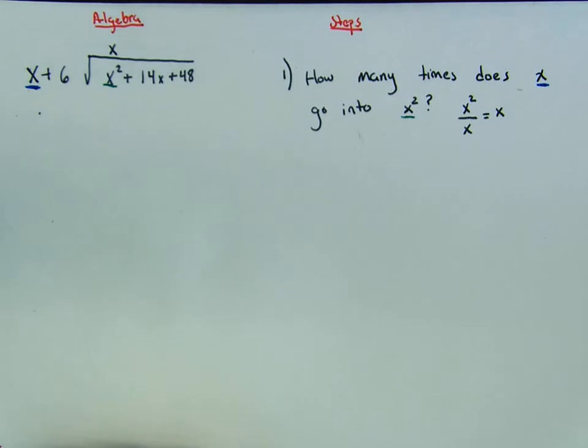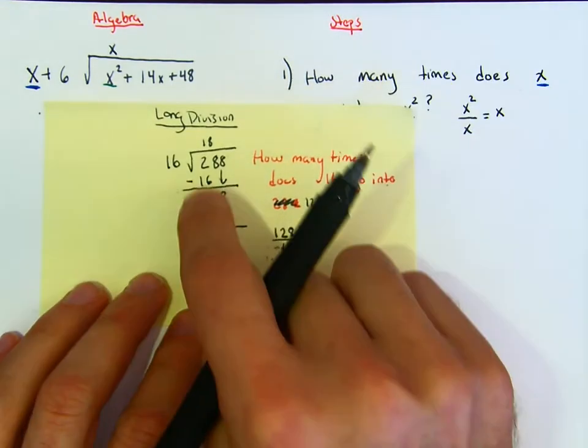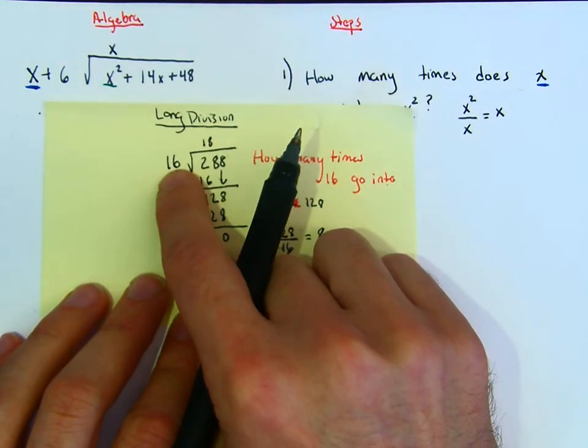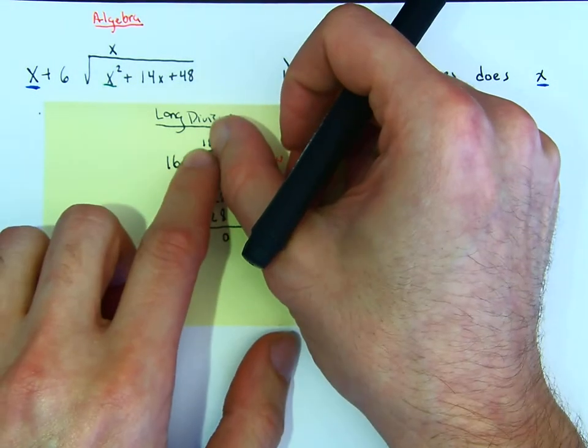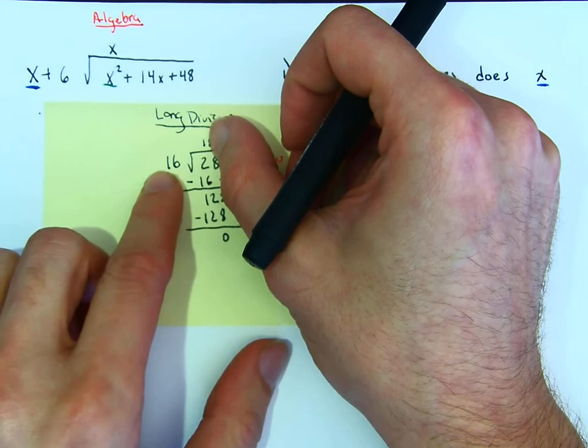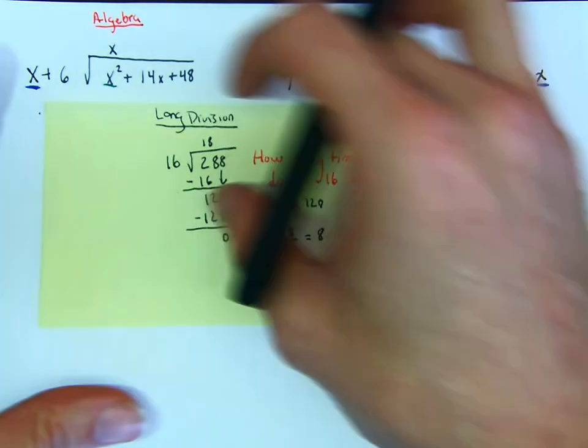And the same idea we had before, right? You remember how many times does 16 go into 28? It went in one time. Then what did we do with that one? We did 1 times 16 is 16, and that's what we're going to do here.